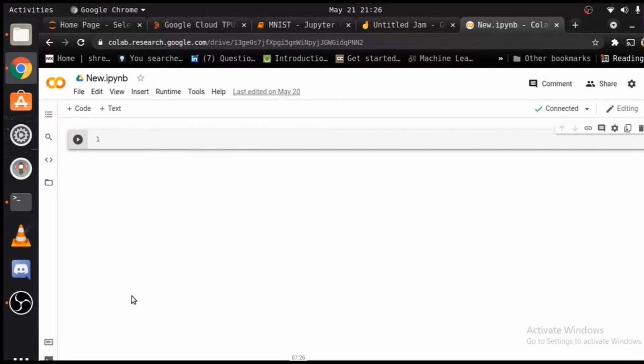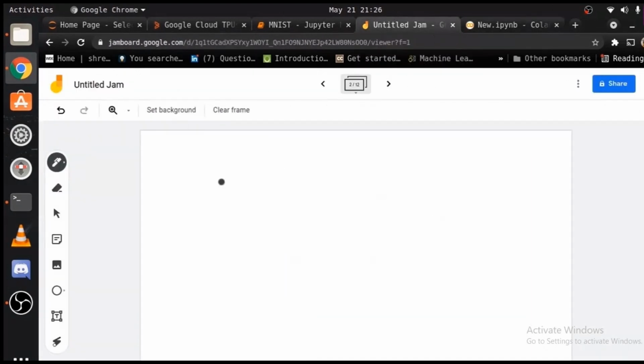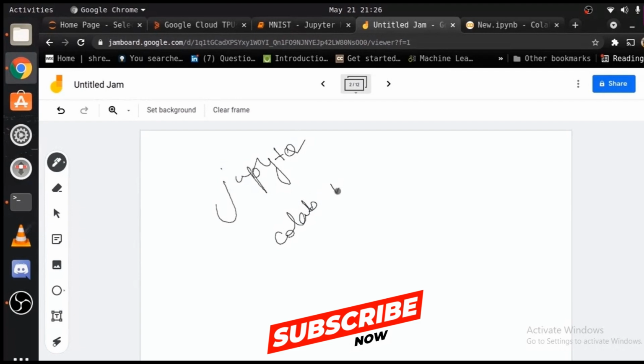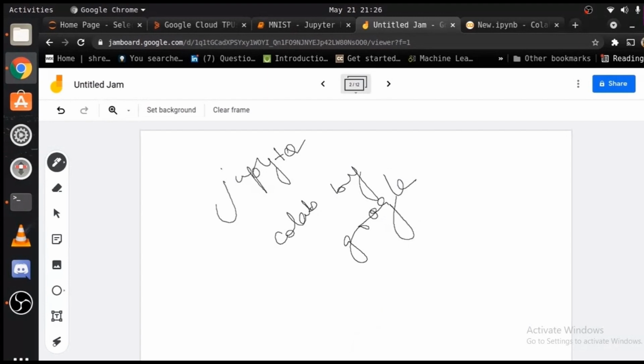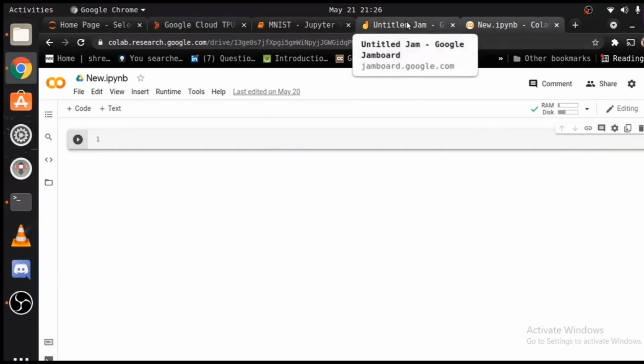This is a Colab notebook. So what exactly is a Colab notebook? A Colab notebook is the same as a Jupyter notebook, but Colab is provided by Google. So why am I mentioning Colab? The reason is there are a lot of things that you can use in Colab that you cannot use on your normal PC.